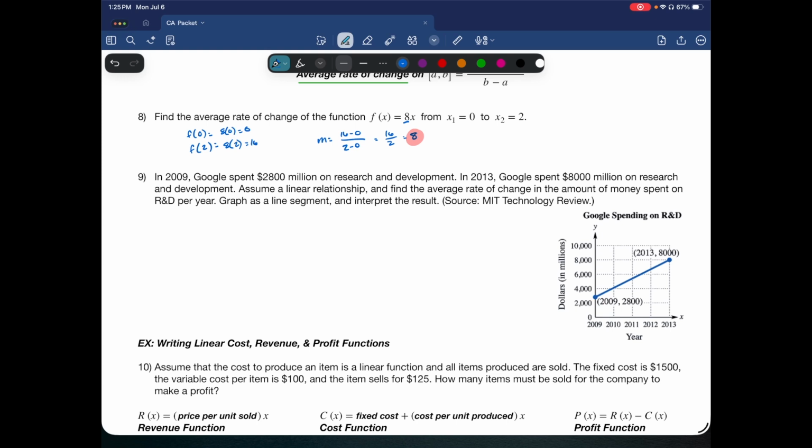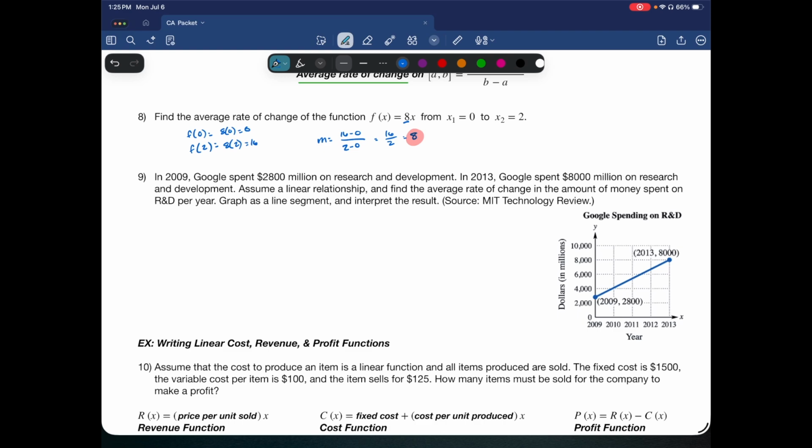Now, on number 9, you have this graph here, and it says in 2009, Google spent $2,800 million on research and development. In 2013, they spent $8,000 million on research and development. Assume a linear relationship. Find the rate of change in the amount of money spent on R&D. So you're going to take the 2 points they gave you and find slope.